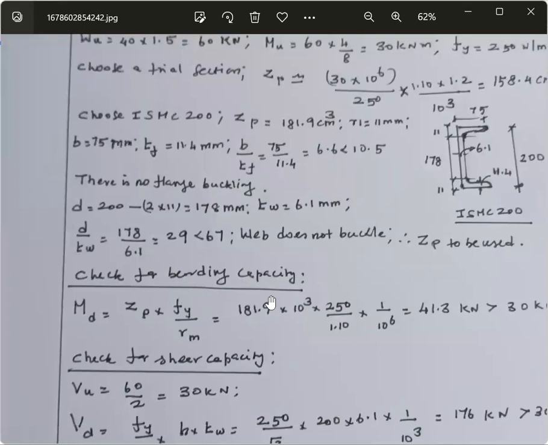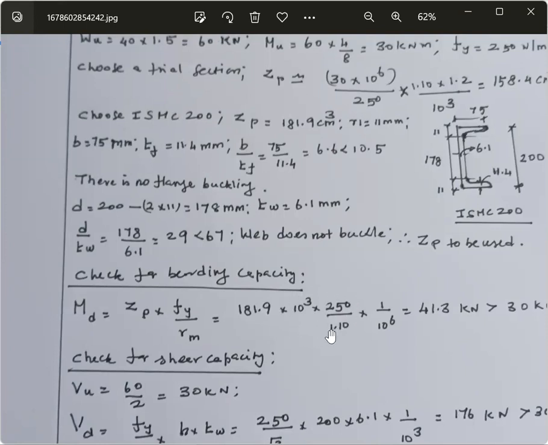Now check for bending capacity. ZP into Fy by gamma m. ZP is 181.9 centimeter cubed. Multiply this by 10 power 3 so that this is in millimeter cubed. Fy is 250 Newton per millimeter square. Material factor 1.1. All these things are coming to Newton millimeter for the moment capacity.